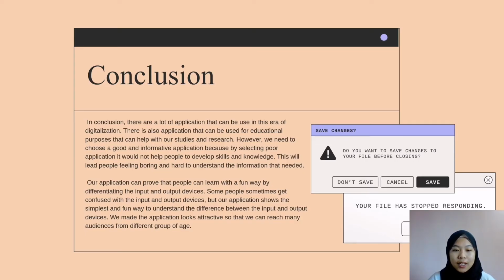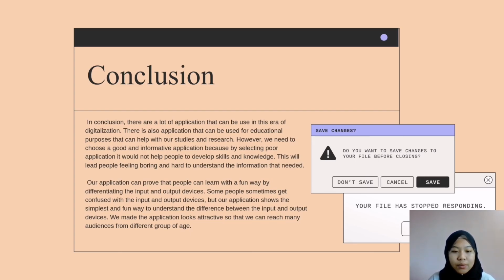In conclusion, there are a lot of applications that can be used in this era of digitalization. There are also applications that can be used for educational purposes that can help with our studies and research. However, we need to choose a good and informative application, because selecting a poor application would not help people to develop skills and knowledge. This will lead people to feel bored and find it hard to understand the information needed.